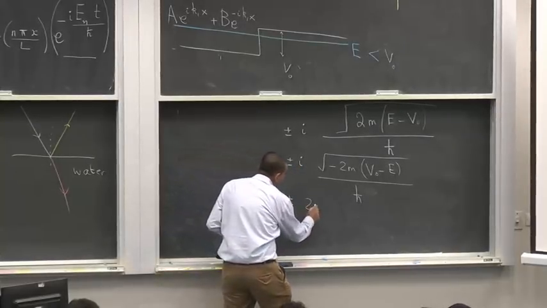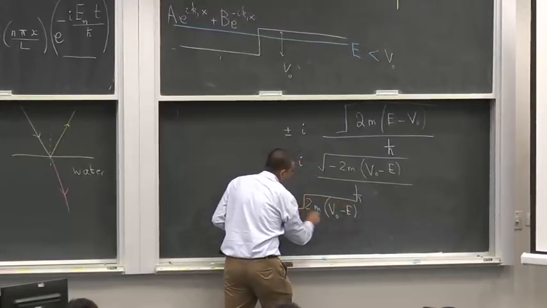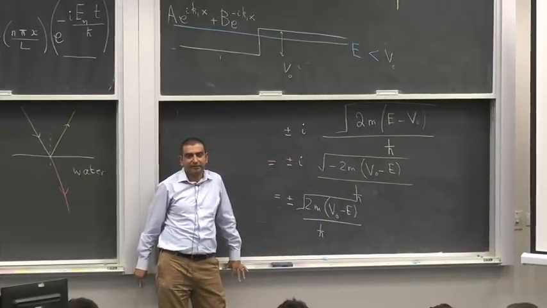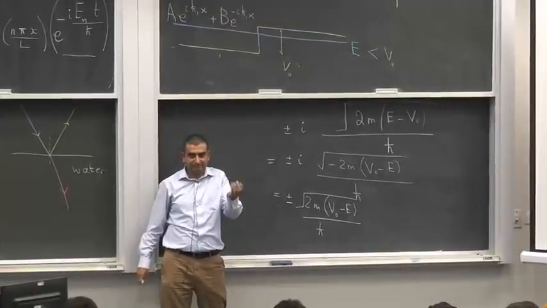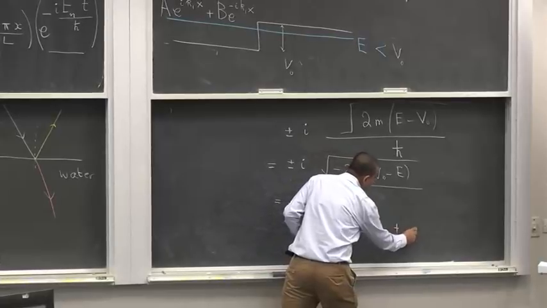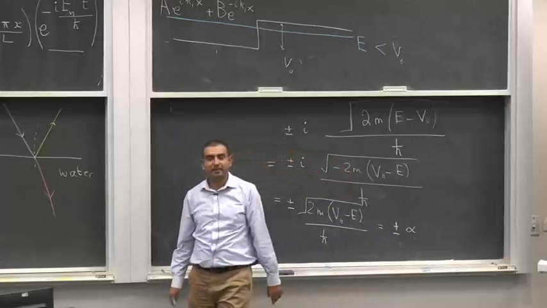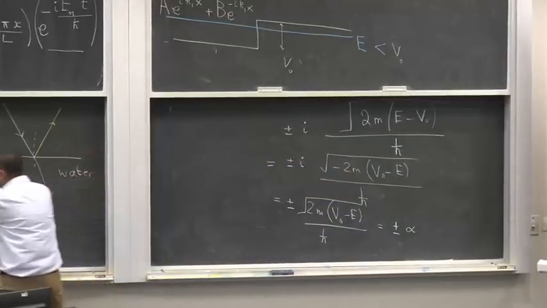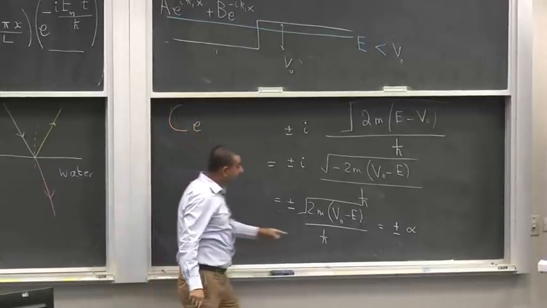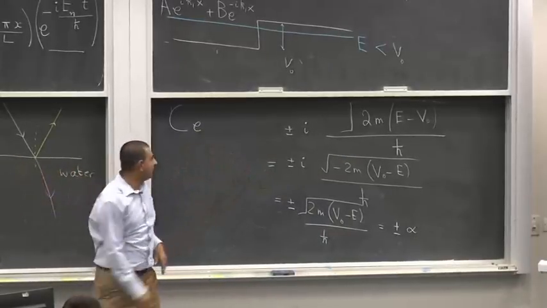Now I have 2m (V naught minus E) over h bar. Is this a positive number? Yes. Let's call it alpha, some positive number, so I have plus minus alpha. Remember, alpha is a positive number. So my solution inside this region is going to be C times e to the plus, now I don't have an iota here, I just have plus alpha.